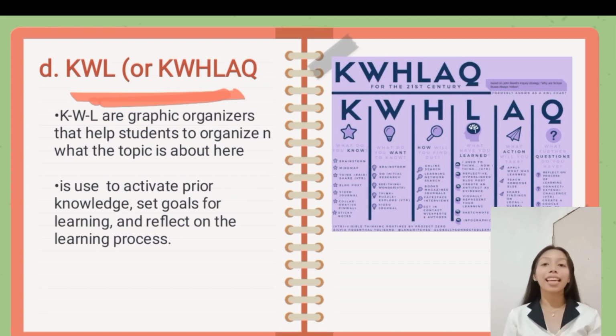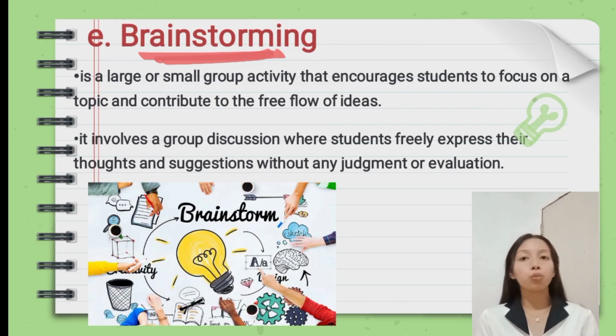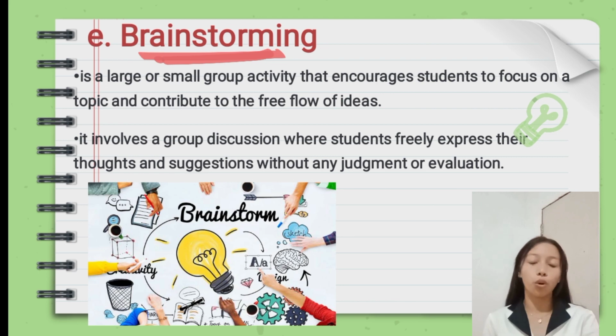KWL is K stands for what do I know, W for what do I want, L for what I have learned. And in KWHLAQ, K stands for what do I know, W for what do I want to know, H for how will I find out, L for what I have learned, A for what action will I take, and Q for what further questions do I have. The fifth one is the brainstorming.